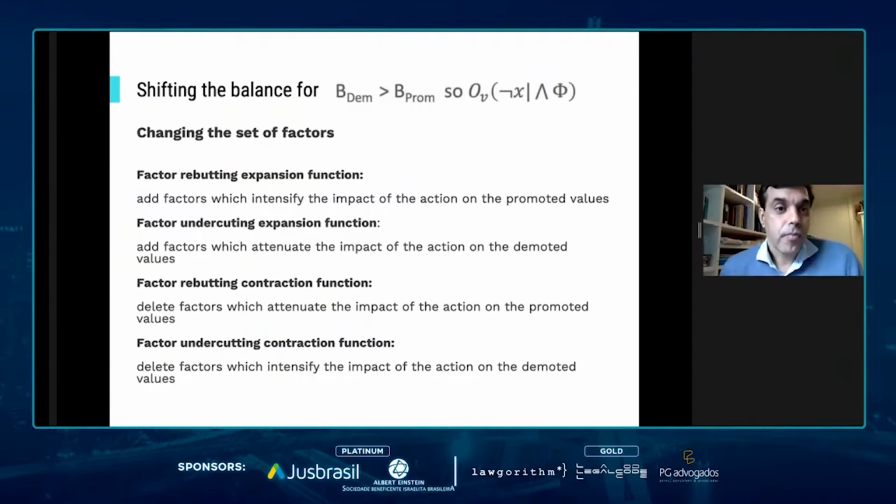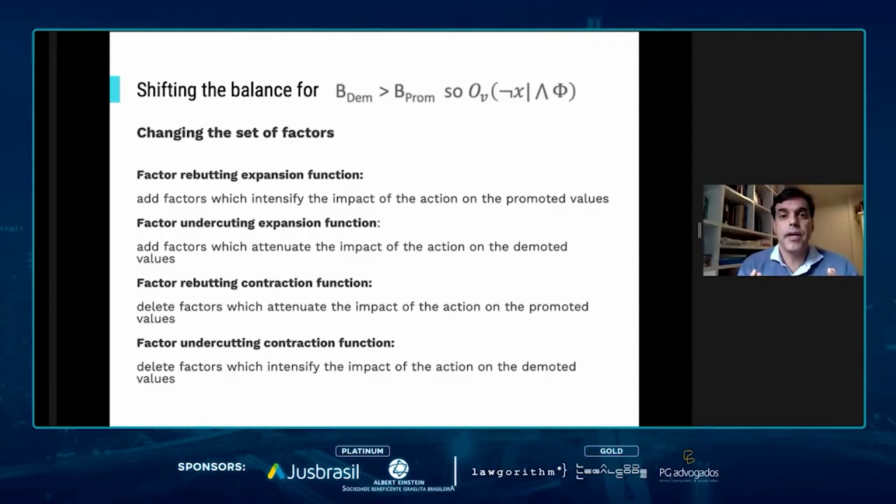So the goal was then to describe balance shifts by changing either the set of factors or the set of values. In this game we are concerned about who is going to win: the demoted values or the promoted values in the balance? So if we consider a situation where the demoted values beat the promoted values, it makes the action forbidden, and we want to know now how this balance may be shifted. There are two ways, basically, in which this balance may be shifted by the addition of new factors.